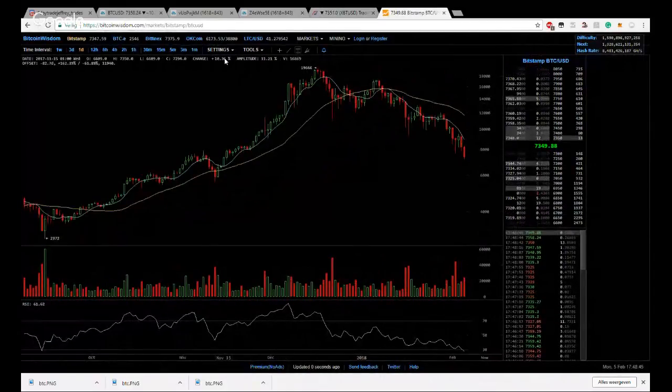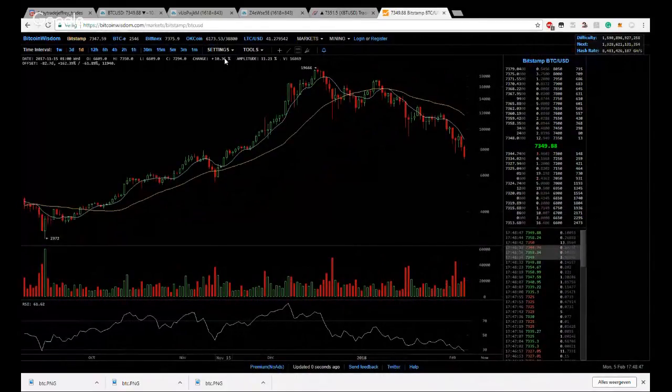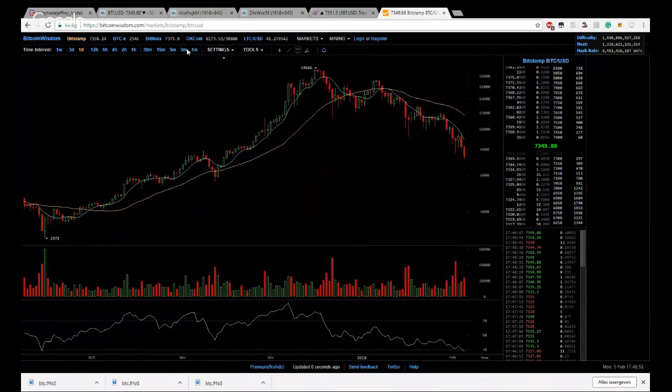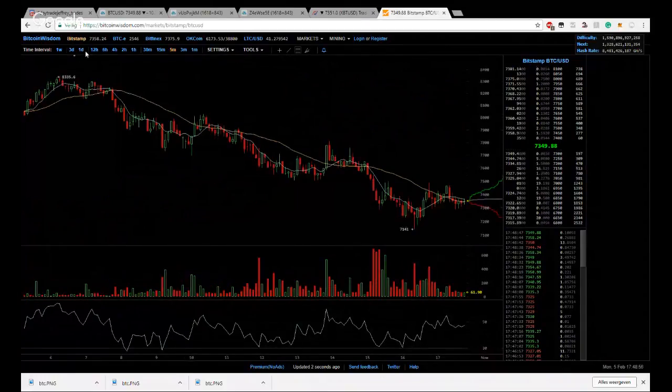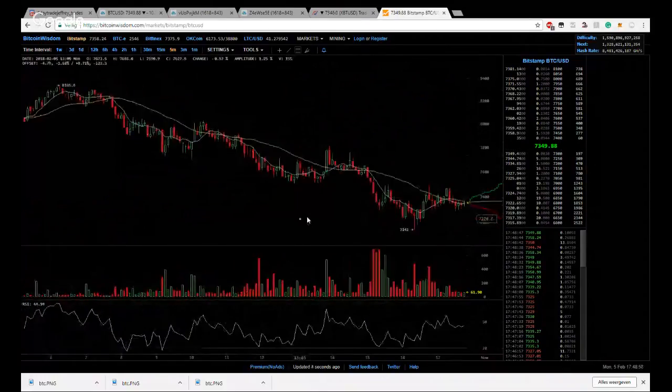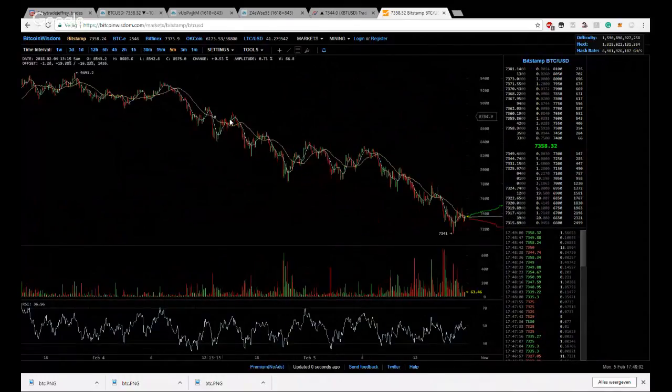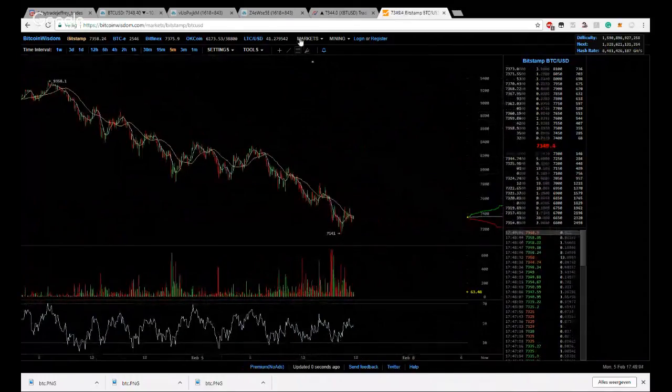Oh, the Ishimoku Cloud is certainly good to use. I like to use it, but I like to use it on a longer time frame, like usually a day at least. And it's good if you're trading, not only look at BitMEX, but look at Bitstamp especially.